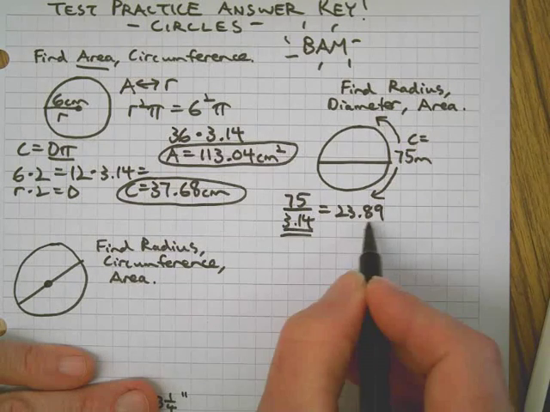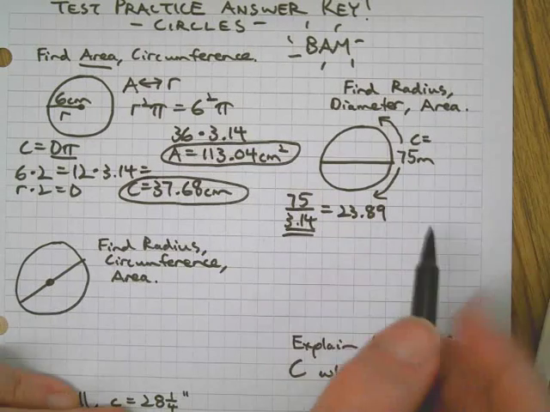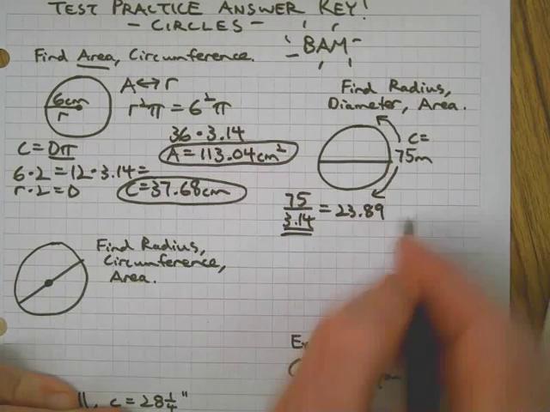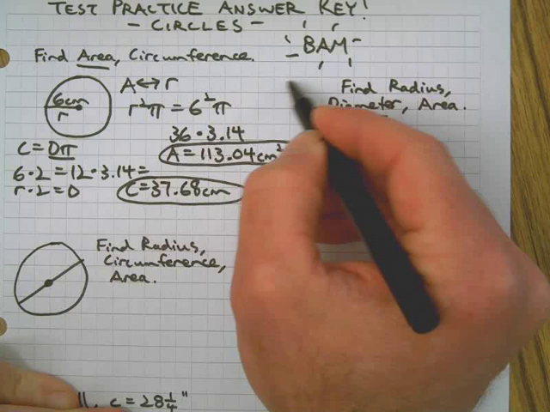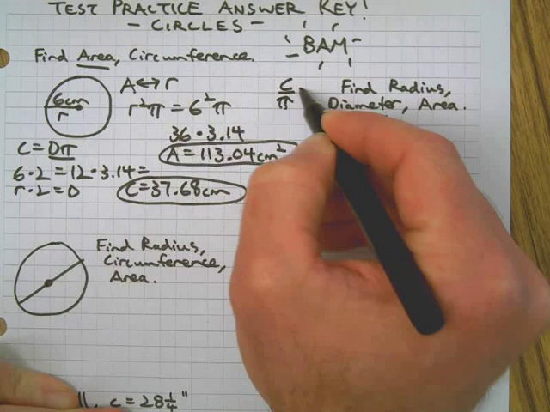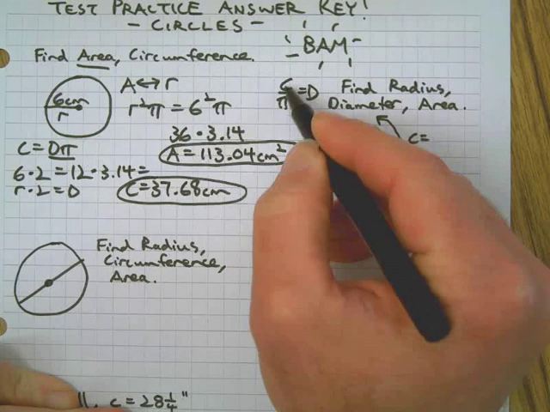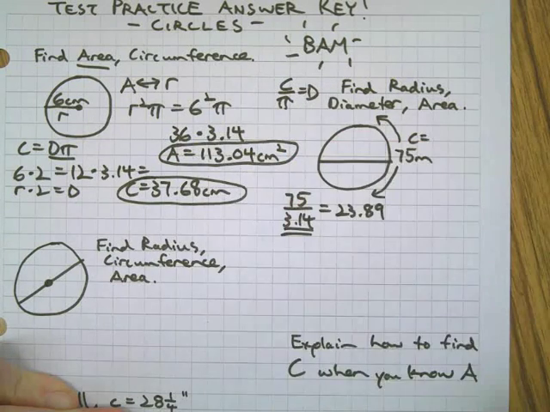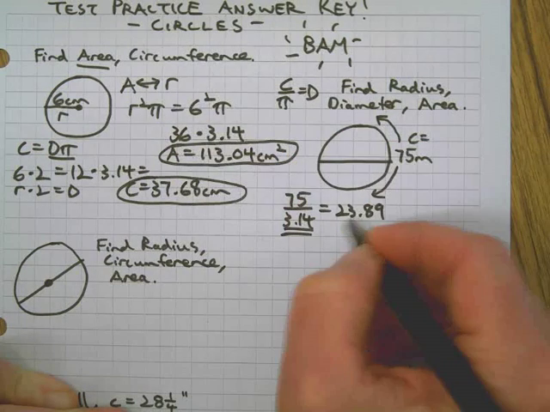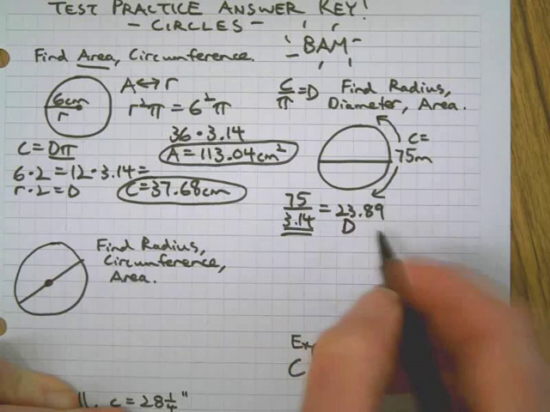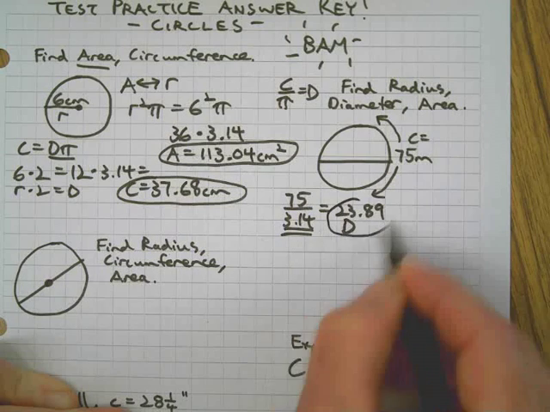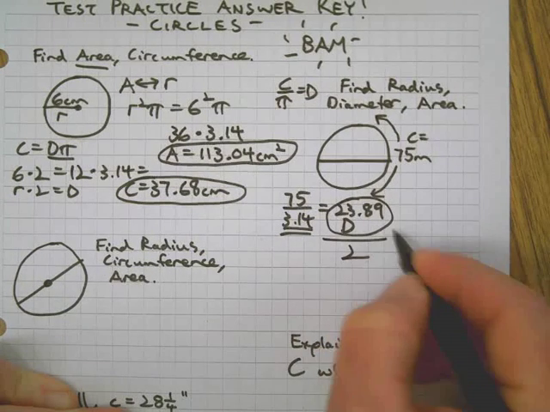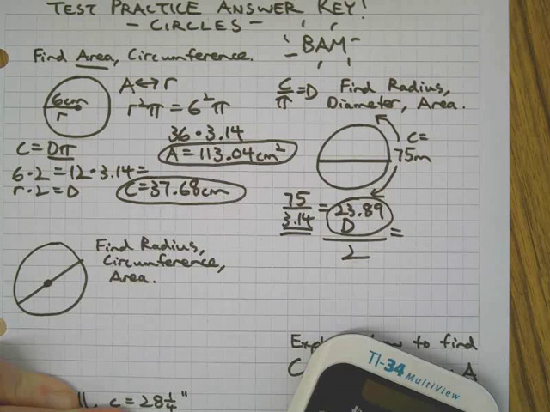So if your answers are slightly different due to rounding, don't worry about it. The key is that you understand the relationship between circumference and diameter is dividing. Circumference is bigger, diameter is smaller. So we must divide. If we're going the other way, we're going to multiply. So diameter. Then we're going to cut that in half to get the radius.